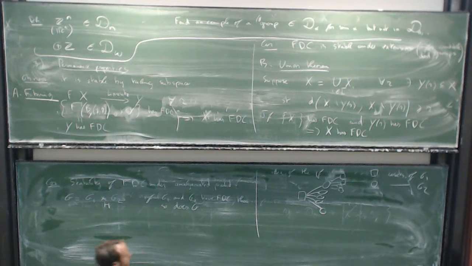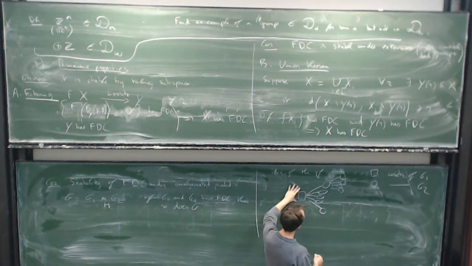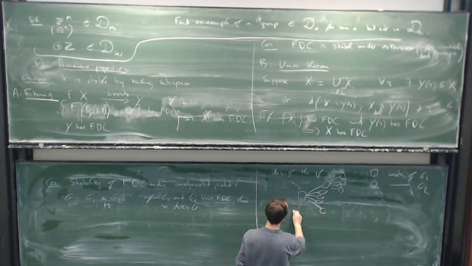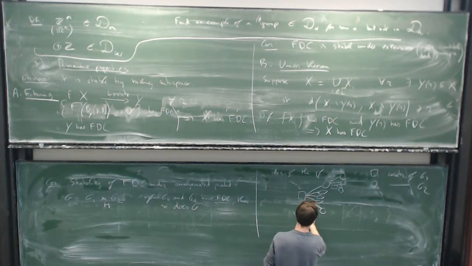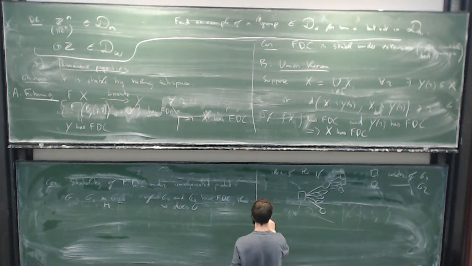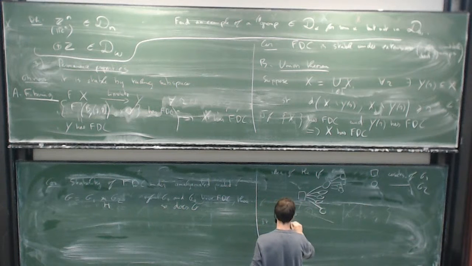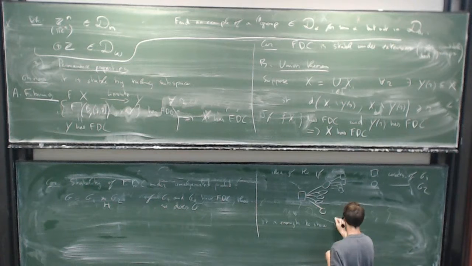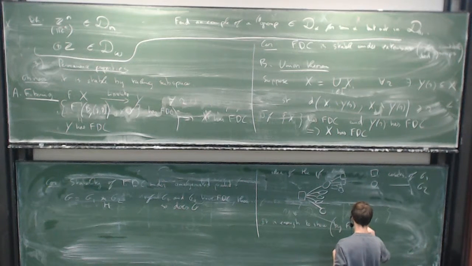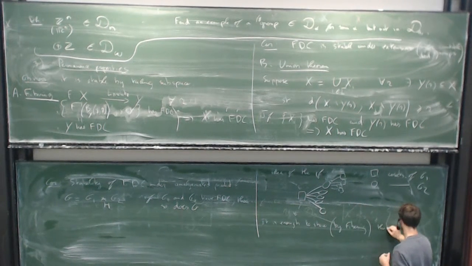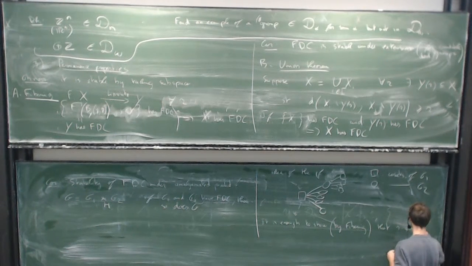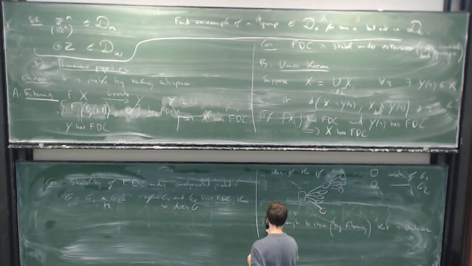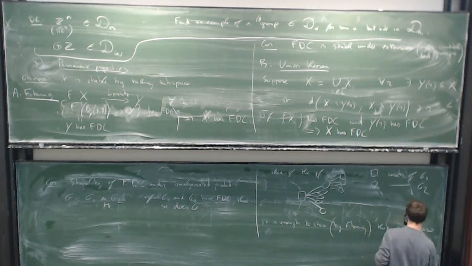What is a core stabilizer? A core stabilizer is just the stabilizer of a ball of radius R in the tree. So first, for instance, you can take the base to be this one, V0, and it is enough to show by the fibering theorem that the R stabilizers have FTC.